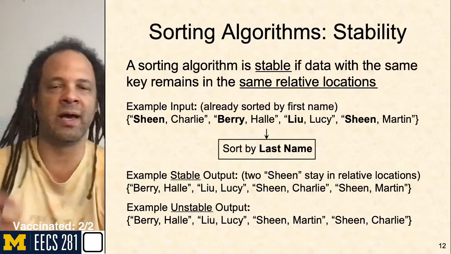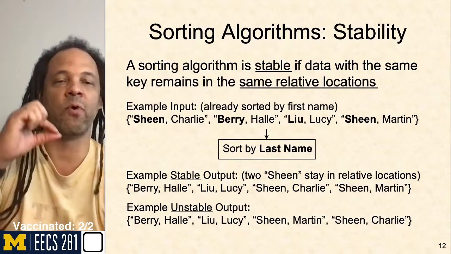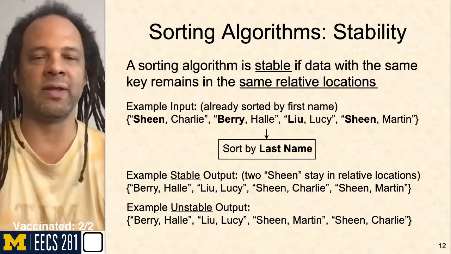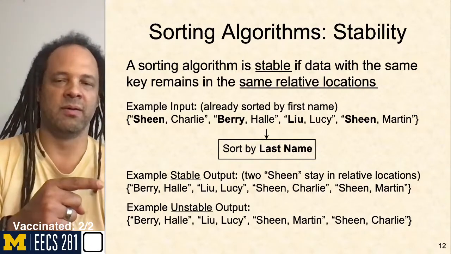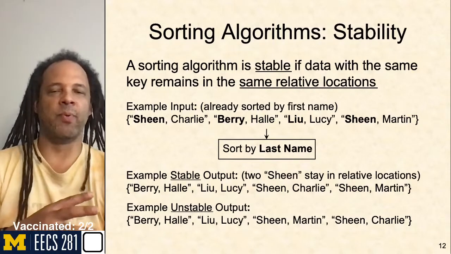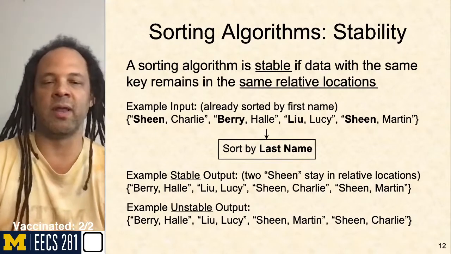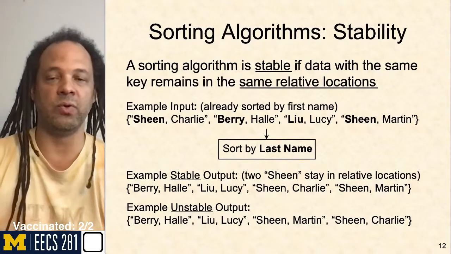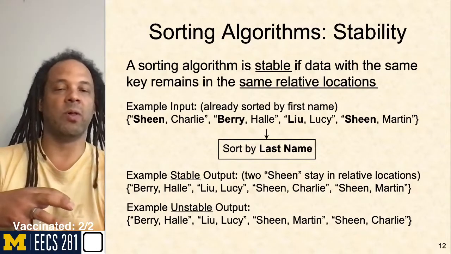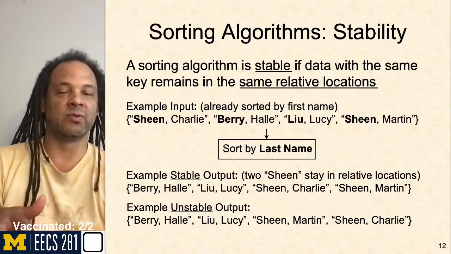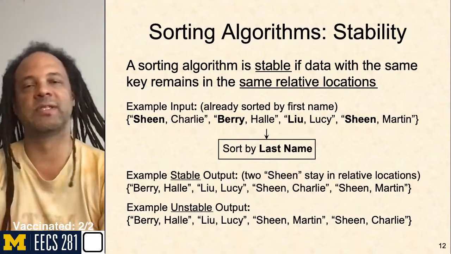When it's stable, because they were already in this first name sorted order when I started, because Charlie came before Martin when I started sorting their last names, when it's stable, Charlie remains before Martin. An unstable output might swap those two because we were sorting on last name, and that's what this last name sort was about to do. And so I still end up with Barry, Lou, Sheen, Sheen. But because it was unstable, my first name sort has been broken, and now I've got Hallie Barry, Lucy Lou, Martin Sheen, Charlie Sheen. So that's what stability is all about.